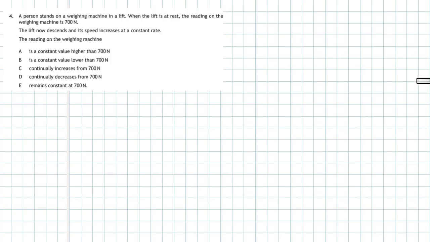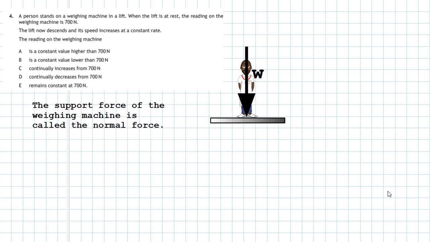So let's start off with a person standing on a weighing machine. We'll neglect the floor of the elevator at the moment. So there's two forces in operation here. The person's weight, due to the force of gravity, is acting downwards onto the weighing machine. And the weighing machine must provide a support force to stop the person accelerating down. And this support force of the weighing machine is actually called the normal force. We can represent that with a vector pointing in that direction, and we give it the symbol N.